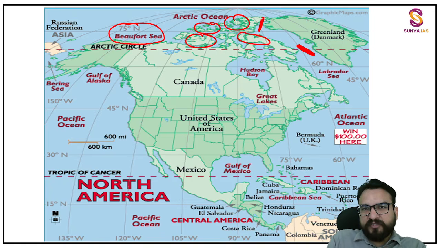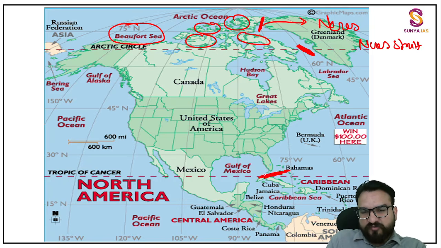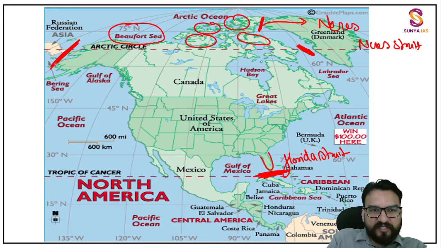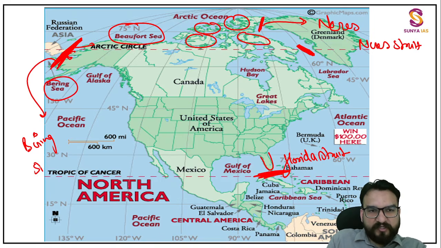And there is one more strait over here, known as Nares Strait, guys. This is also a strait over here. What strait will we be calling it? This is Florida, so that's why Florida Strait, right? And over here I have told you that Russia and Alaska, that is USA, are separated by one more strait, that is the Bering Strait. And Bering Sea you can see over here, so Bering Strait, okay.